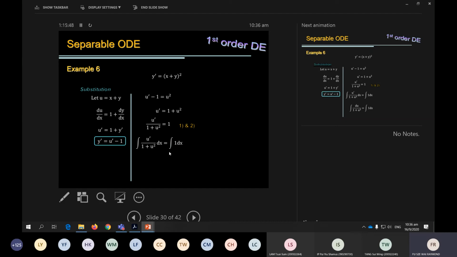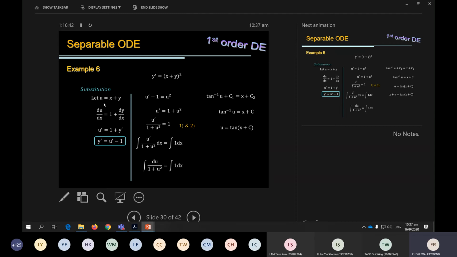You are integrating both sides. Integrating both sides, you have a simple format. So you come up with the arctangent of u with a constant on the left hand side and the variable x on the right hand side with another constant. So you have another big constant replacing the two small constants. You put it on the right hand side, and you become the tangent instead of arctangent. So after that, is that the end? The u equals tangent of (x plus c).